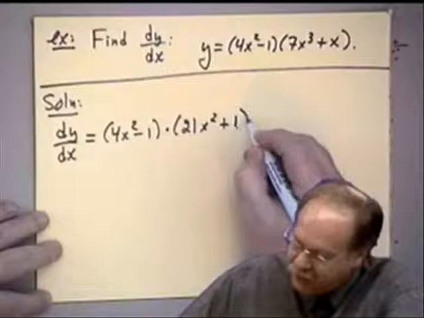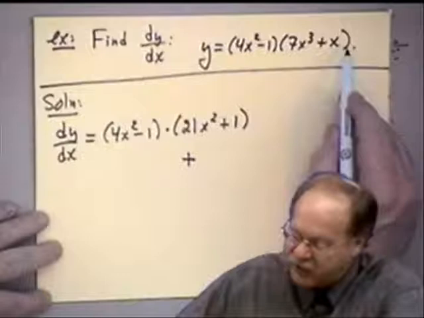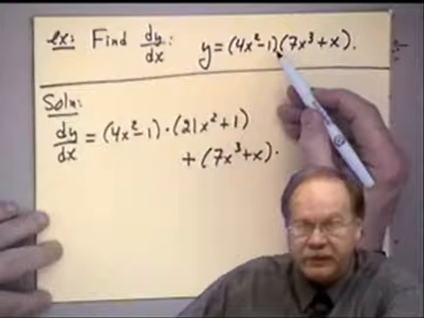The product rule then says add to that the reverse process. Instead of leaving the first alone and the derivative of the second, we now leave the second alone, 7x cubed plus x, and multiply it times the derivative of the first.